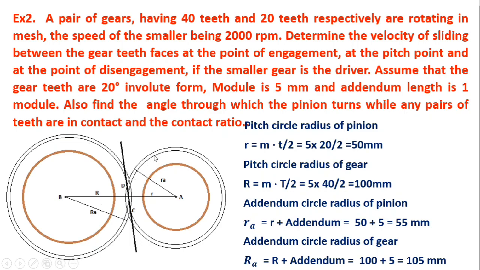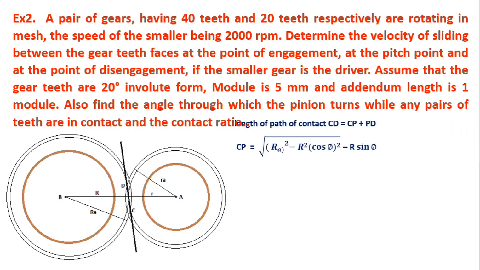So what is this addendum? It is the difference between pitch circle and the addendum circle. So the distance between addendum circle and pitch circle on the gear and on the pinion will both be the same, but their radius may vary. That is important here.